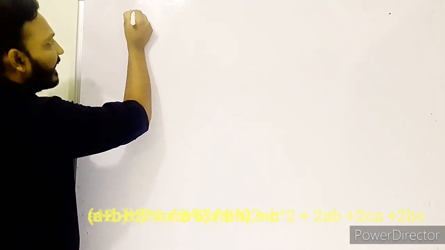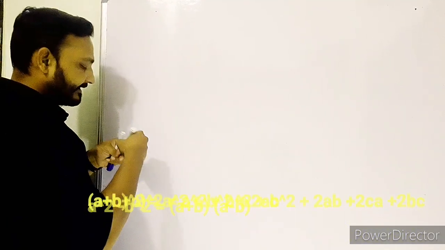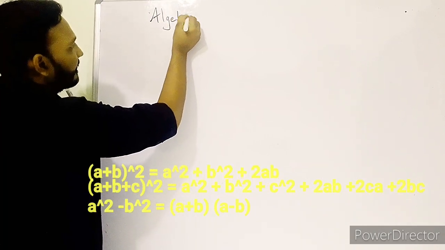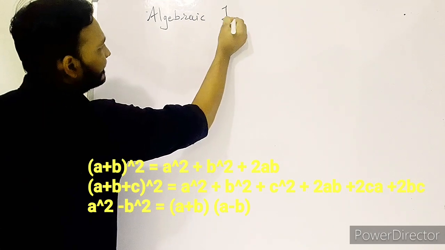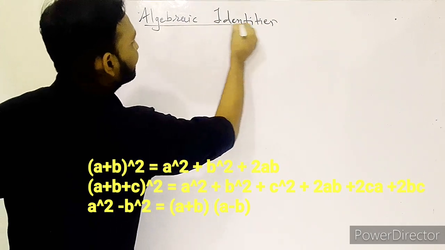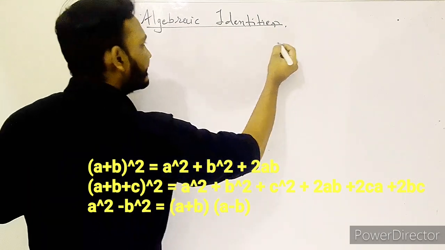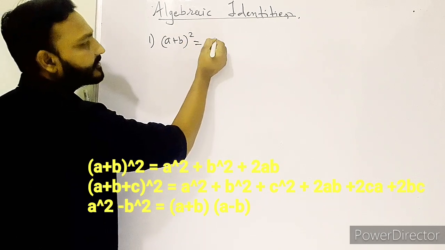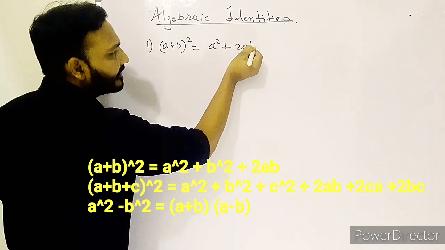As per Jadhav sir's instruction, I am going to make a video on basic mathematics in which we are going to study the algebraic identities. The first identity is (a plus b) whole square equals a square plus 2ab plus b square.